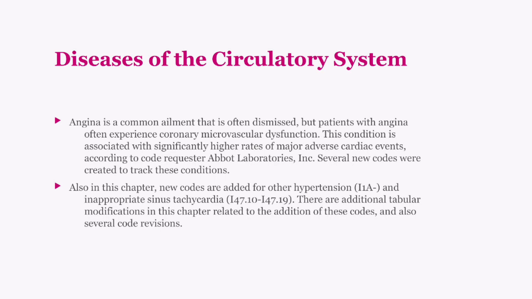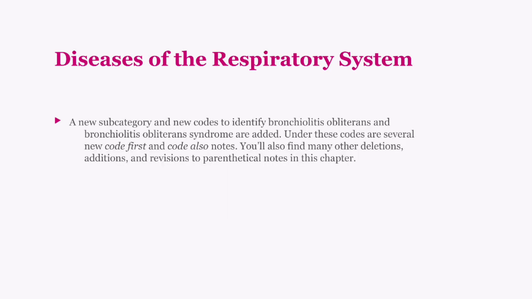Also in this chapter, new codes are added for other hypertension, I1A, and inappropriate sinus tachycardia, I47.10, I47.19. There are additional tabular modifications in this chapter related to the addition of these codes, and also several code revisions. Diseases of the respiratory system. A new subcategory and new codes to identify bronchiolitis obliterans and bronchiolitis obliterans syndrome are added. Under these codes are several new code first and code also notes.